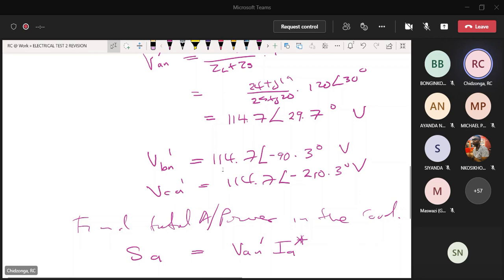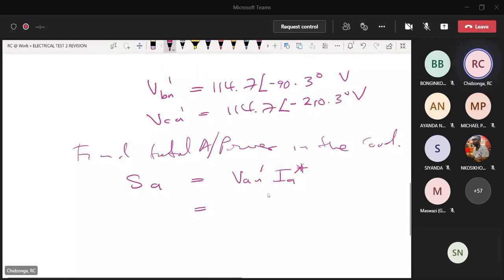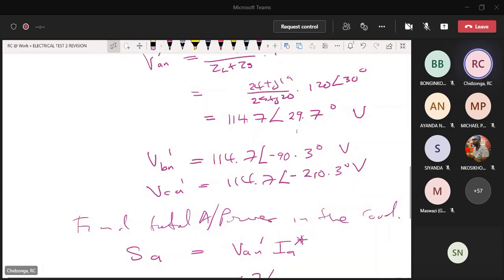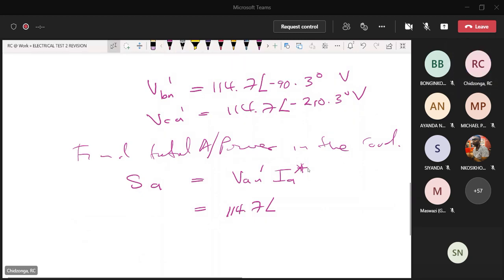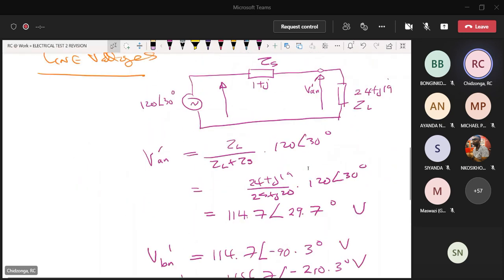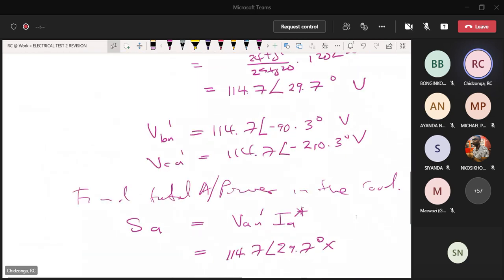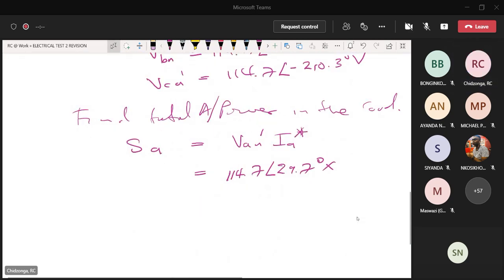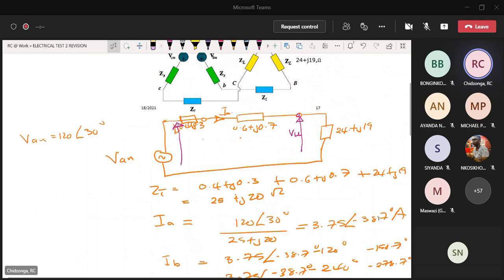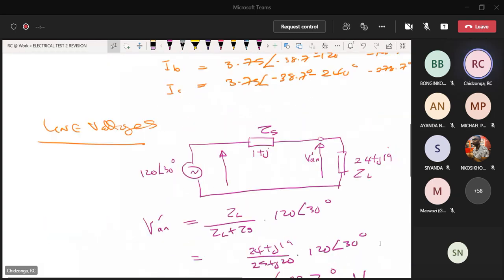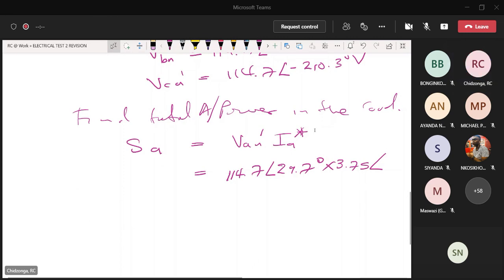So this we now know it is given here. The voltage in the load is 114.7 angle 29.7, times the current. We have calculated it. There we find it 3.75 angle. Remember here it is minus 38.7, but we are taking the conjugate. This is conjugate, so we write 38.7.